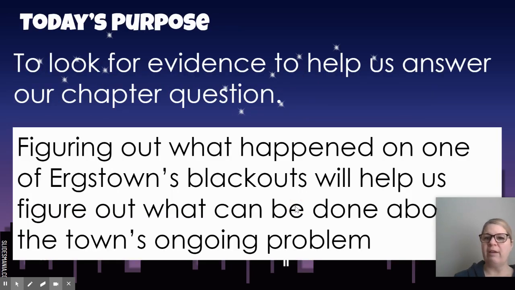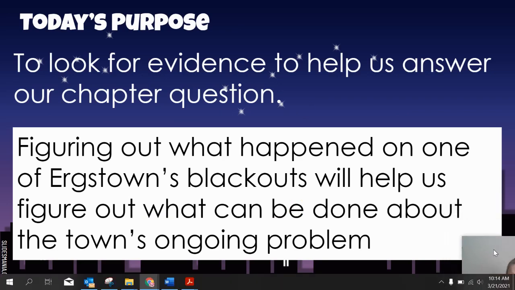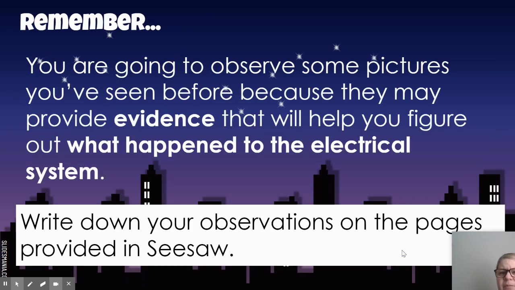So we're going to look for evidence today to help us answer this question. Let me move this out of the way so you can see the whole question. We're going to figure out what happened on one of Ergstown's blackouts, and it will help us figure out what can be done about the problem. So they have lots of blackouts. So if we can figure out what happened for one of the blackouts, we can use that information to help us figure out what's going on with their electrical system.